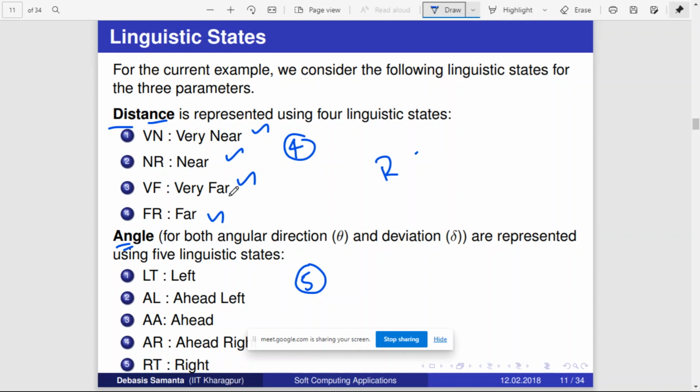So I have a question here. So like this, the robot may encounter totally how many possible situations? Is the question clear? Totally how many possible situations may the robot have to face?